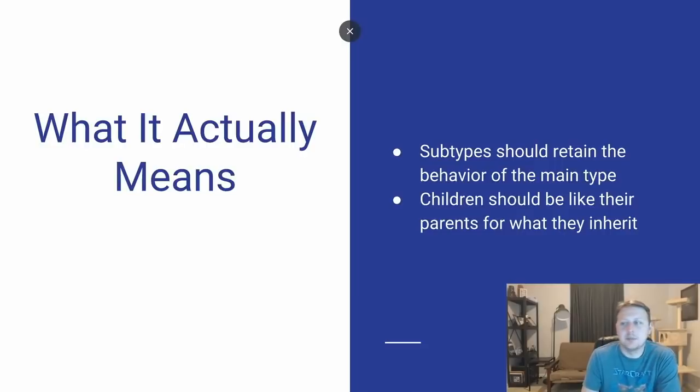Well, what it essentially means is that subtypes should retain the behavior of the main type. Now we're talking about inheritance. The easy way of putting that is children should be like their parents for what they inherit. If you are overriding the properties of the parent, then you might want to rethink how you are abstracting and inheriting your code and the structure of that, because you might have something wrong. It may not be a child, right?